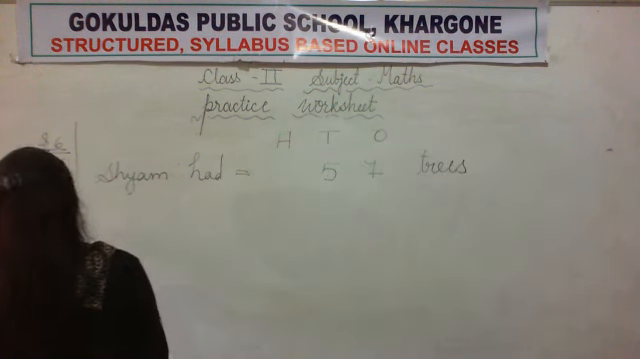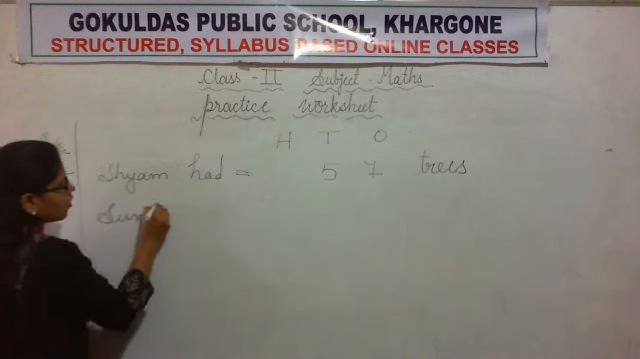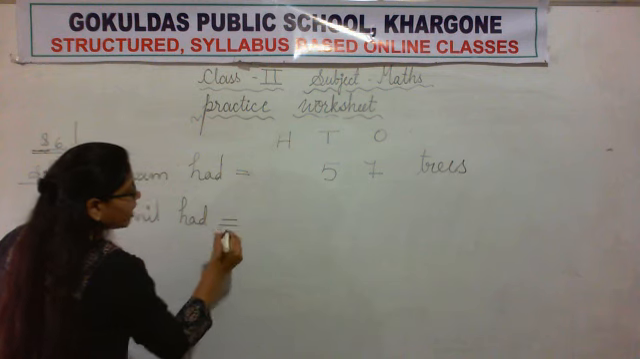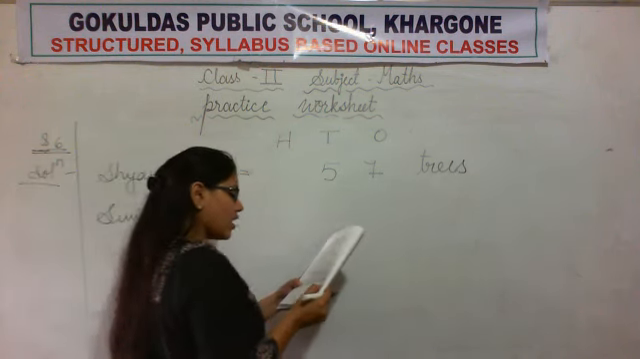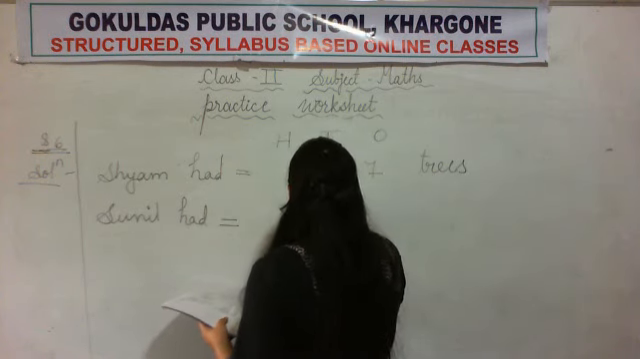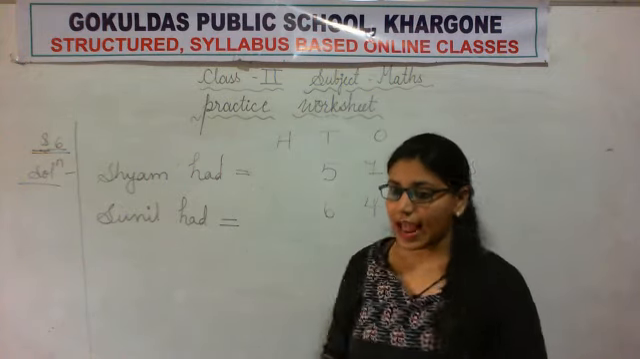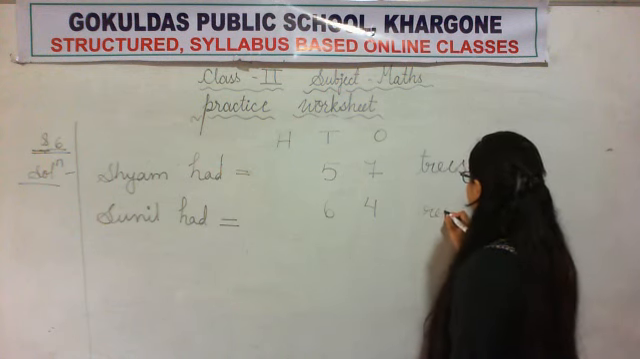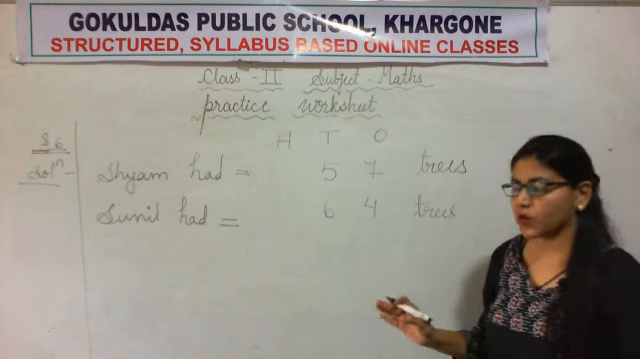Now the next person is Sunil. So we will write about Sunil now. Sunil had. Again we will put equals to sign and then we will write about it. Sunil had 64 trees. If some of you had written mango trees, that is also okay, no issues.